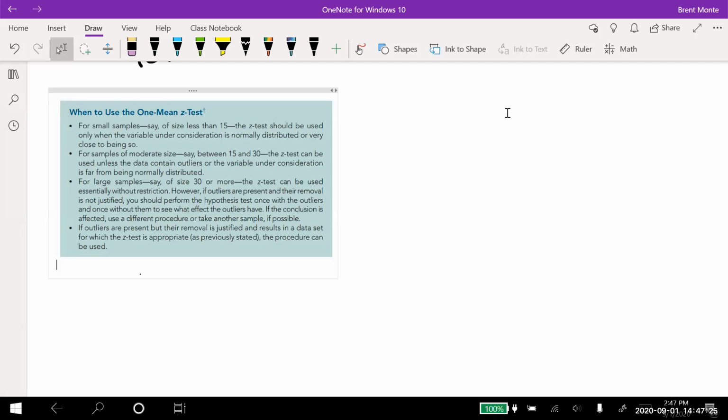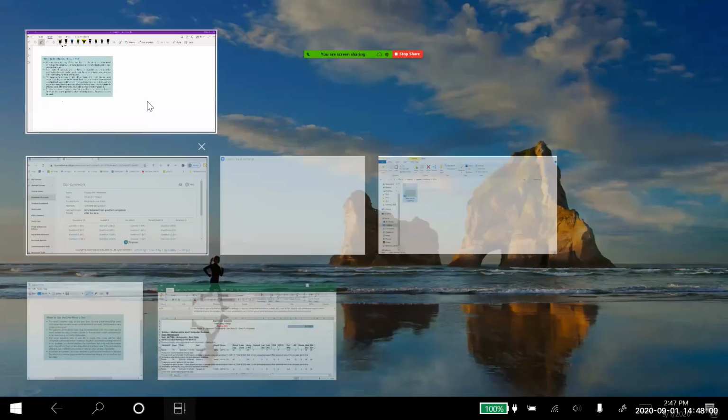Okay, so that kind of relates it based on sample size. Remember, the basis is very small sample, 15 or less. If you don't have a normally distributed variable, you don't want to run the z-test. If it's moderate, between 15 and 30, then you can run it as long as it's pretty close to normally distributed and you don't have outliers. But if it's 30 or more, we remember from what we did before, we can run the test because all of the samples of size 30 or more would be normally distributed regardless of the shape of the underlying population.